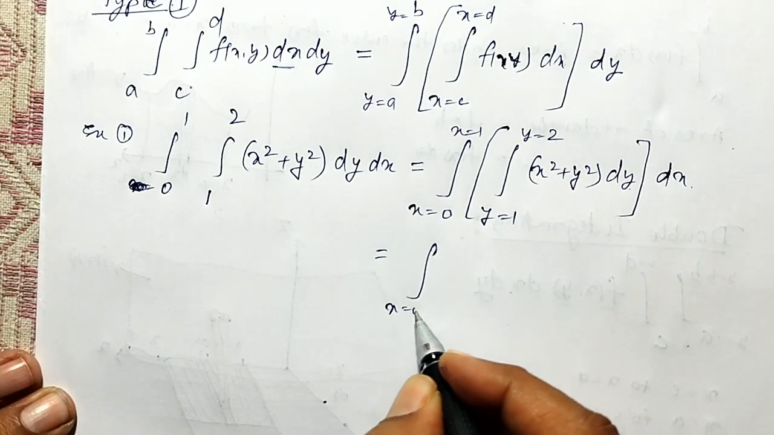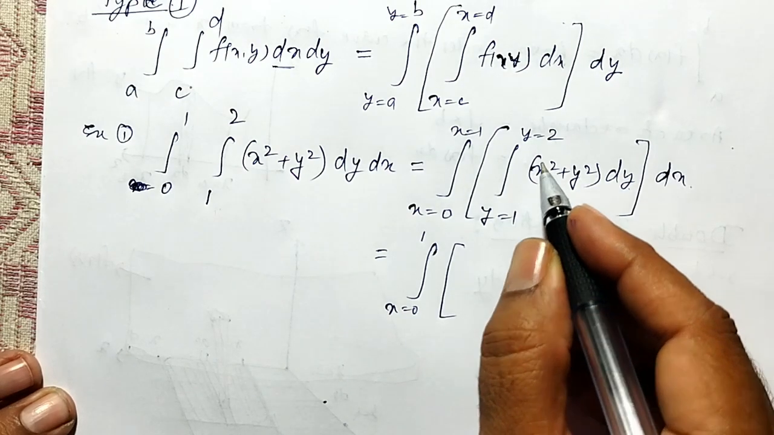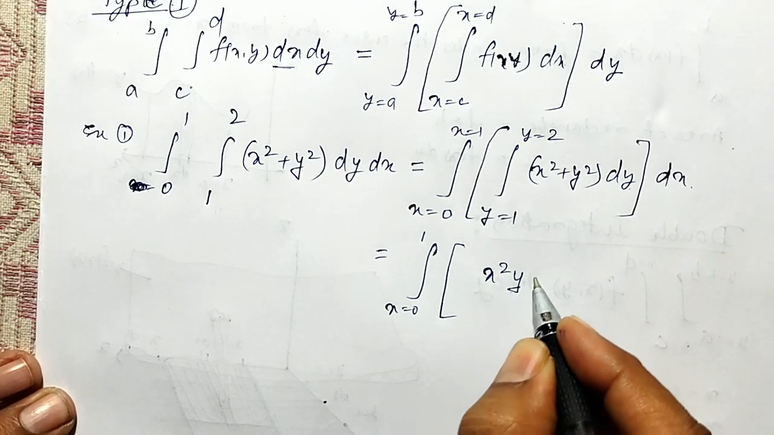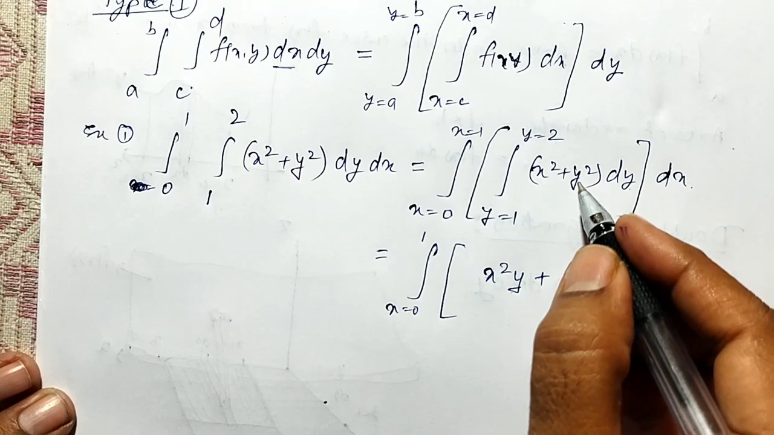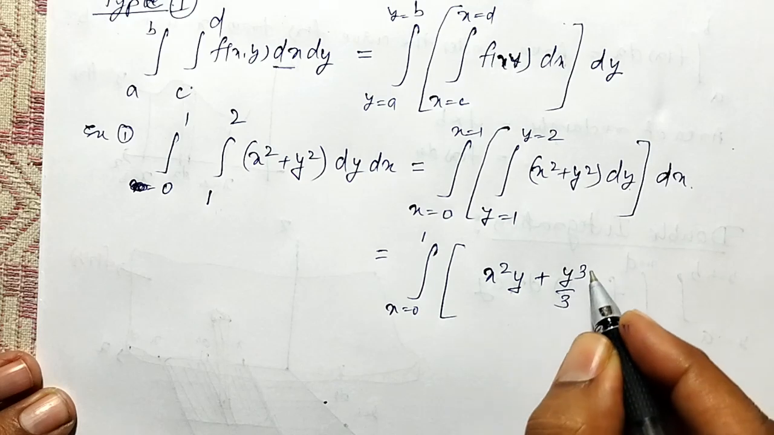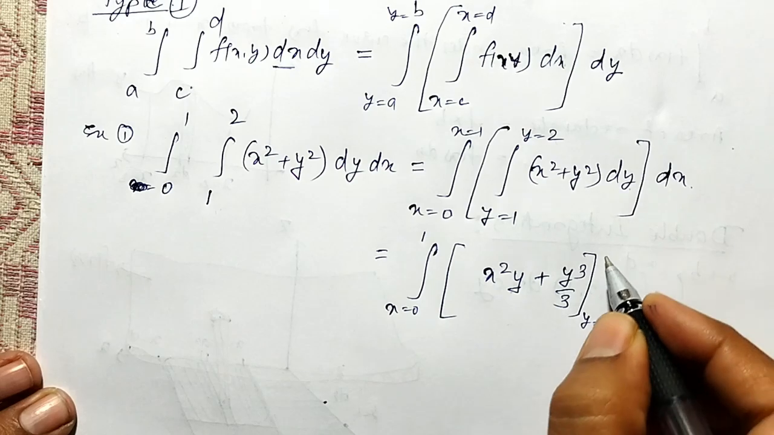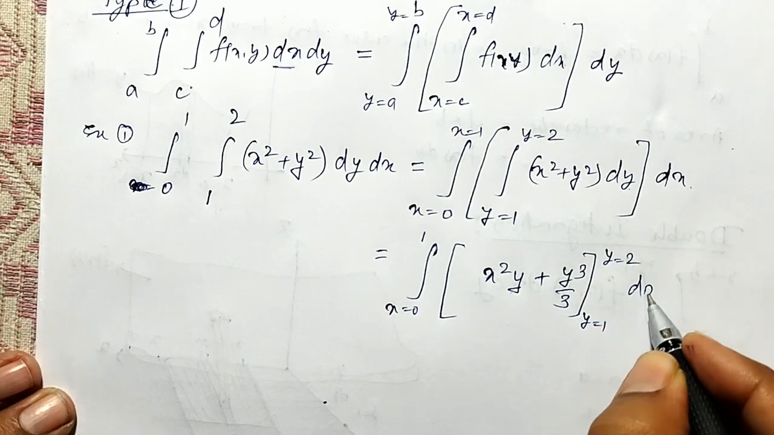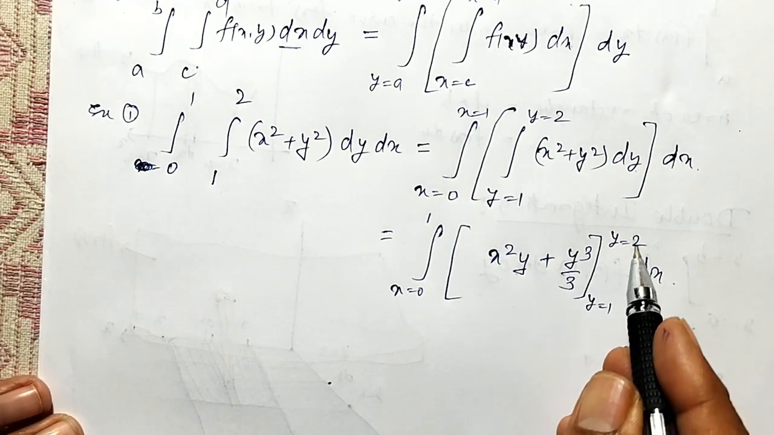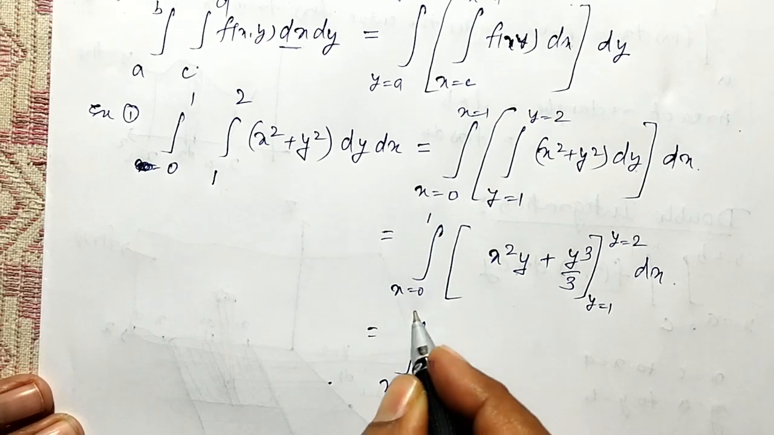Therefore, integration from x equal to 0 to 1 I will keep as it is. Integration of x square is constant now because we are integrating with respect to y. Therefore, x square into y plus integration of y square with respect to y, therefore it is y cube divided by 3 between the limits y equal to 1 to y equal to 2 into dx. Now you have to substitute for the limits y, upper limit minus lower limit. Therefore, integration from x equal to 0 to 1 as it is.